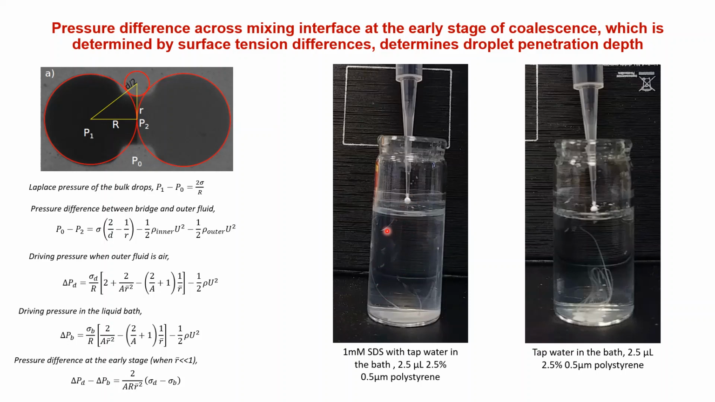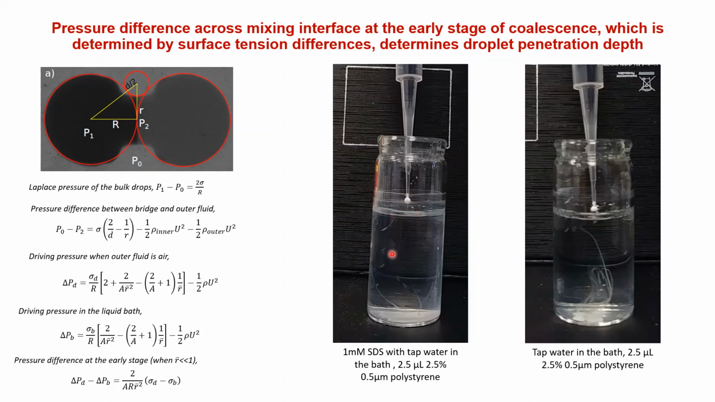Now, drop coalescence itself is very complex, and depending on different parameters, it can have different kinds of outcomes. And having said that, the cell is also very complex because there are a lot of proteins, and the cell is more viscous than this. But I wanted to pay attention to the key point here: the role of membrane tension difference between the bath and the droplet.